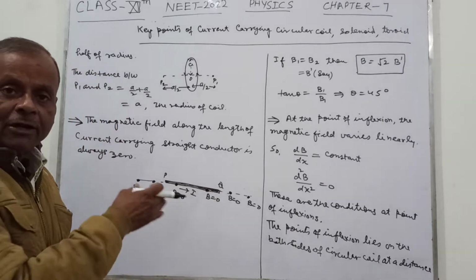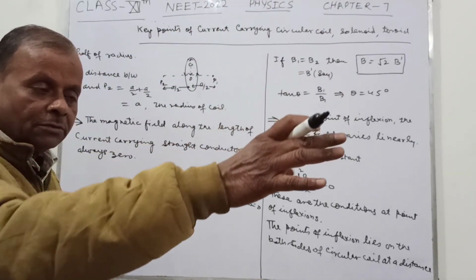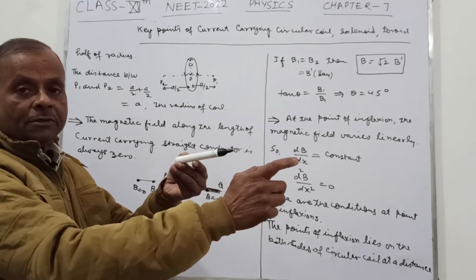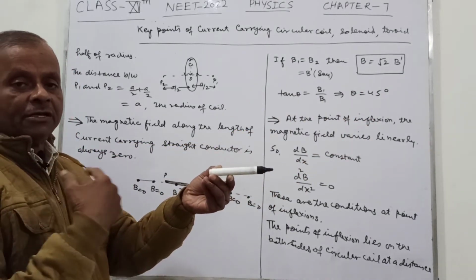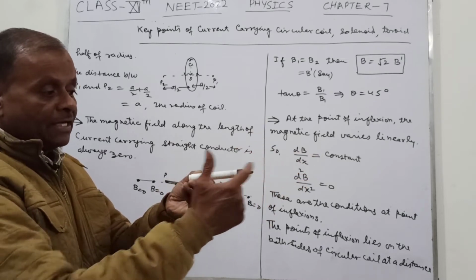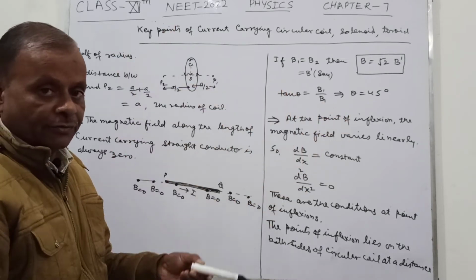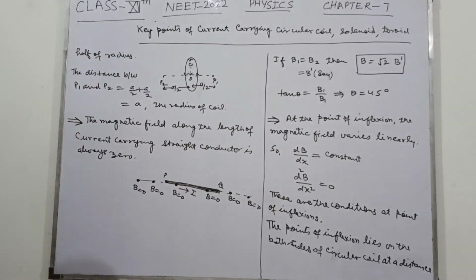So the magnetic field along the length of the conductor, if we go along it this way, or come back this way, the magnetic field along the conductor is always 0. That is always 0.